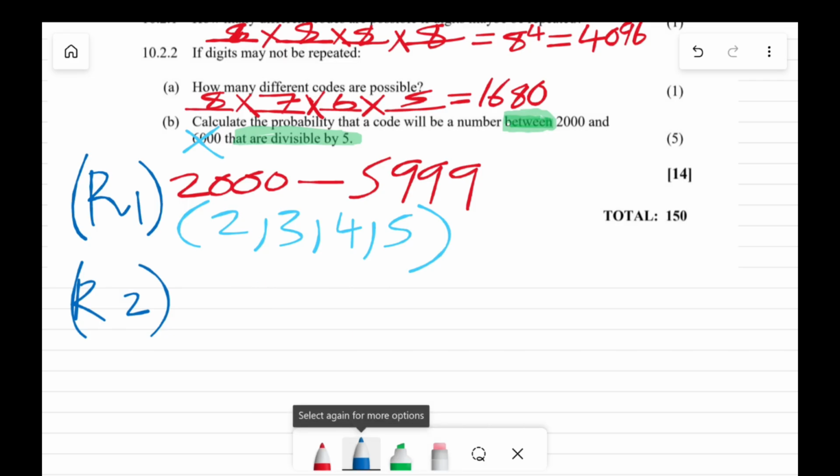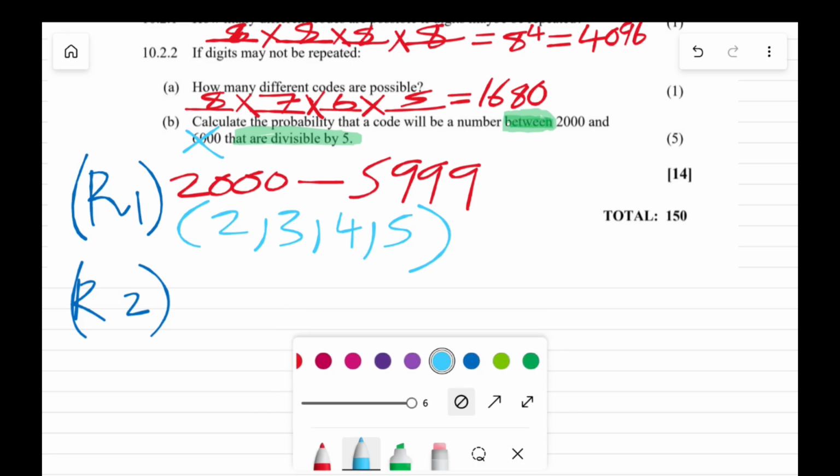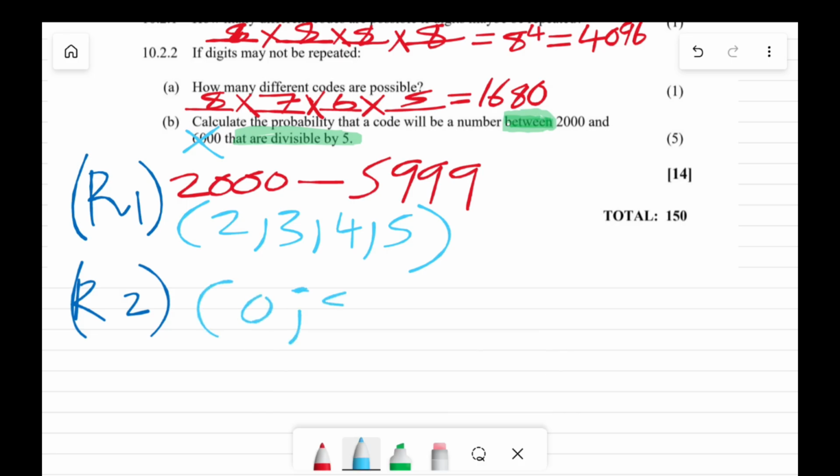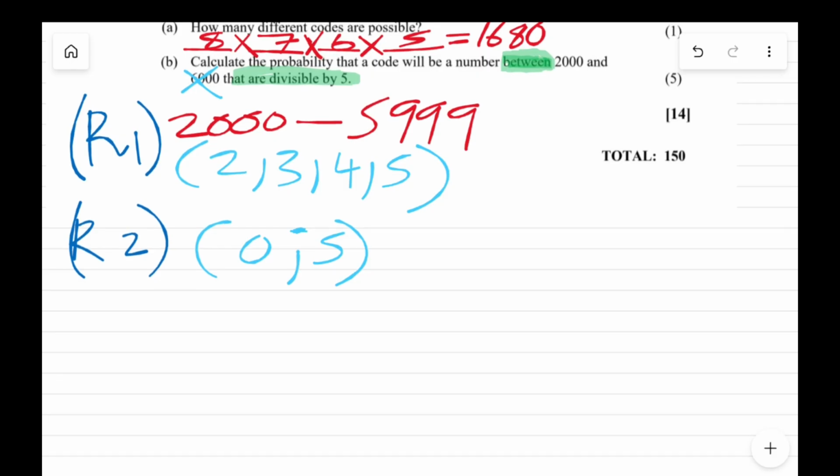So in brackets, I'm going to write 0 and 5. This is 0 and 5 there. Can you see that? Now, let's answer the question. I have looked at the two restrictions.